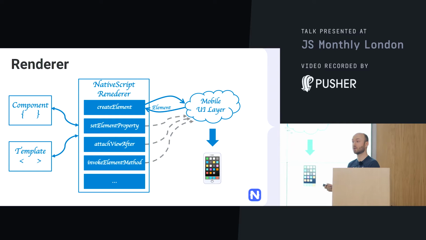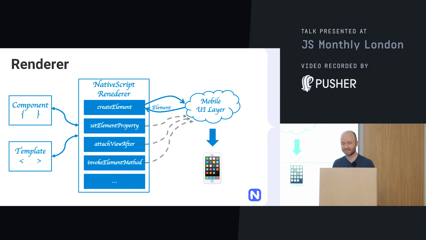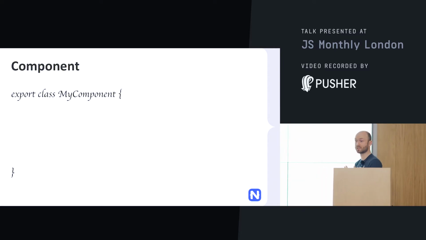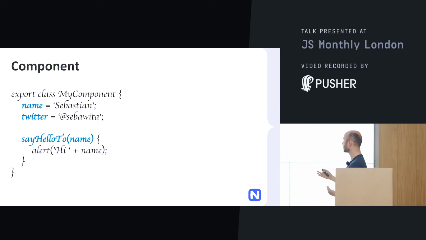All those templates and property binding and event binding that are available to us right now out of the box, we just have to take care of the renderer, plus a couple of other things. But this is what it is in a nutshell. So let's look at a scenario. This is a component in Angular. I call it my component for the lack of a better name. The component has my name and my Twitter handle. Also, the component has a function, sayHello.